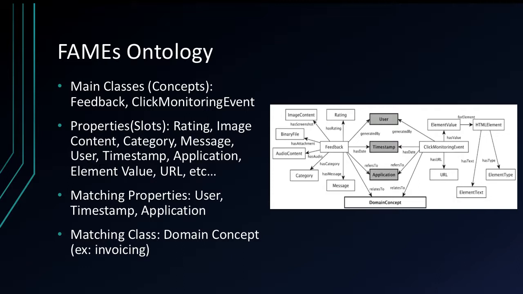And so using these three shared properties, FAME combines user feedback with monitoring data and presents them as a unified whole to a requirements engineer who will use this unified information to elicit new requirements. And there's also one other way that feedback and user monitoring can be combined in FAME, which is highly flexible and does not have to be tied to user, timestamp, or application. In the diagram to the right, this concept is called domain concept. An example would be invoicing. If a user leaves feedback about invoicing, the monitoring data can also be queried for events related to invoicing as a way to join the data together.